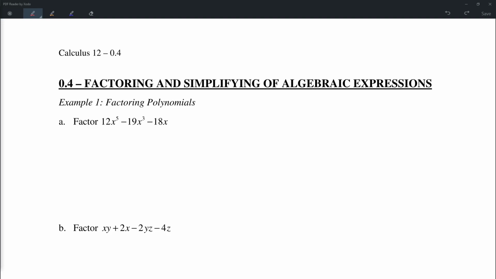Hello everyone. So today we're going to go over section 0.4, factoring and simplifying of algebraic expressions.